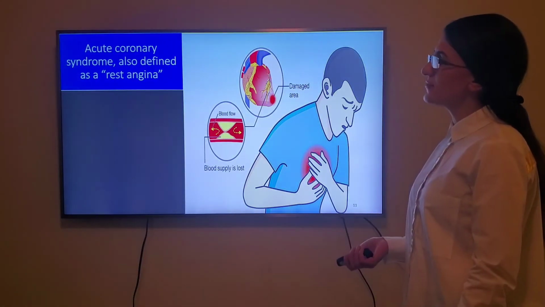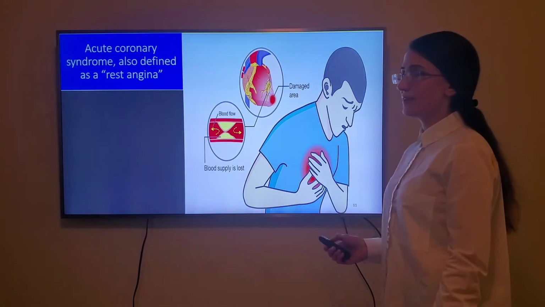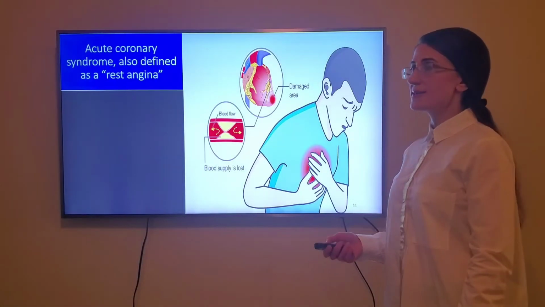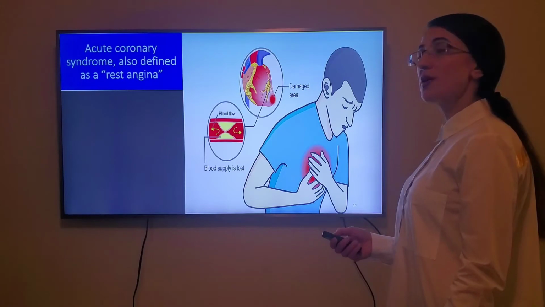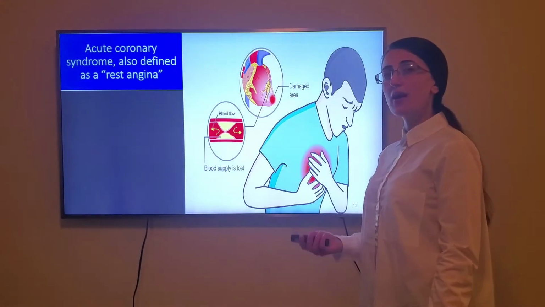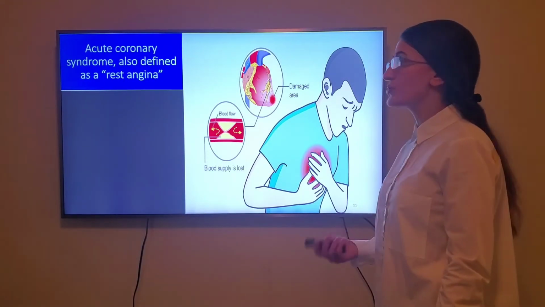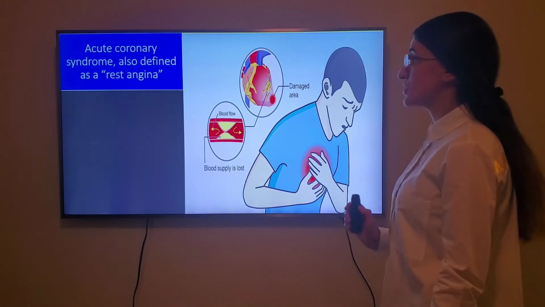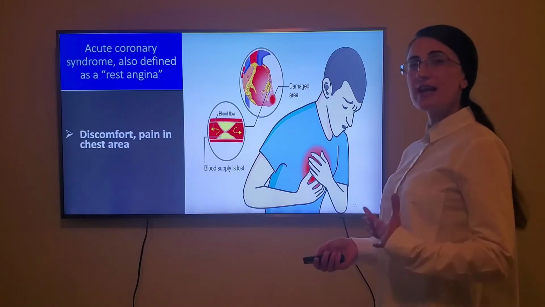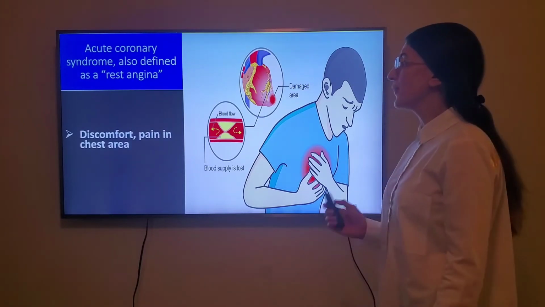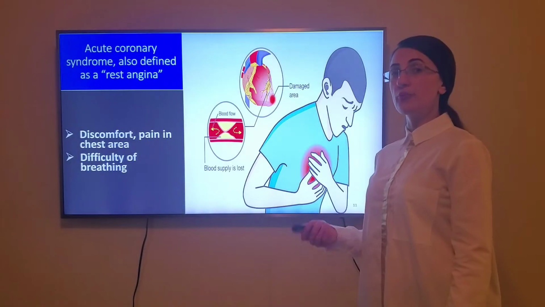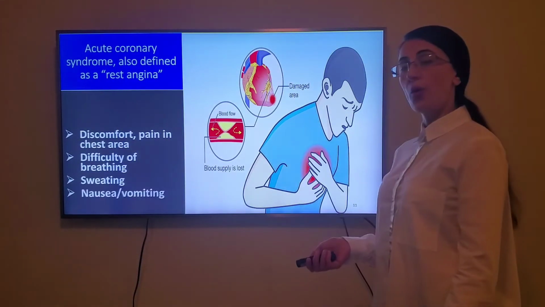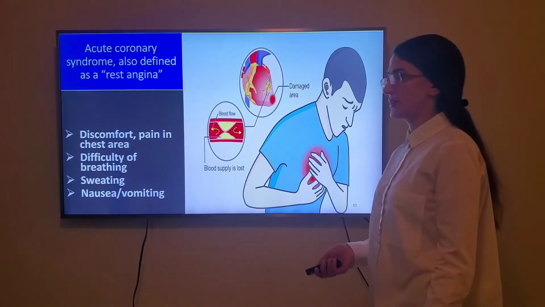Why is it called rest angina? It means that the patient has pain not only when emotionally or physically stressed, the patient gets the pain even during rest. The patient can wake up in the middle of the night because of the pain. And of course, still the pain is usually in the upper chest area, or it can feel like a discomfort in that area. The patient can have difficulty breathing due to the pain. He or she can have cold sweating. It can also cause nausea and vomiting.